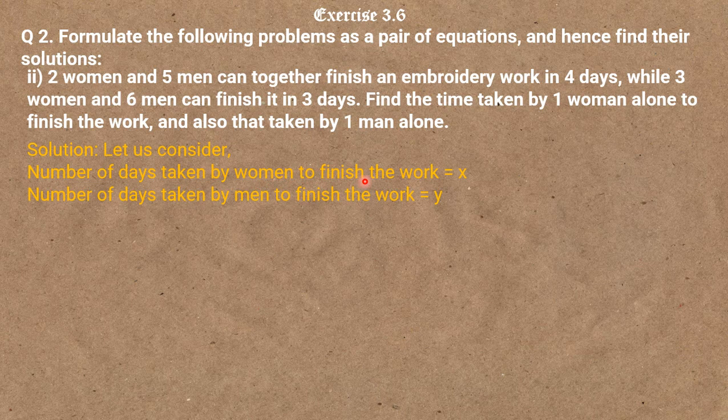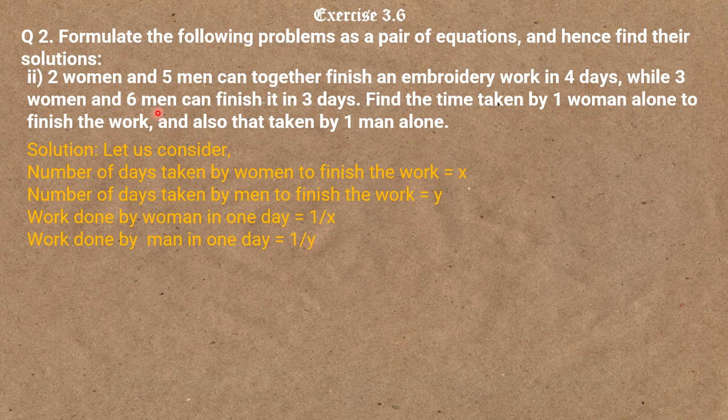So here this problem is according to inverse proportionality. We have to find out what is the work completed by a man and a woman in 1 day. So the work done by a woman in 1 day will be 1 upon x, and the work done by a man in 1 day will be 1 upon y.